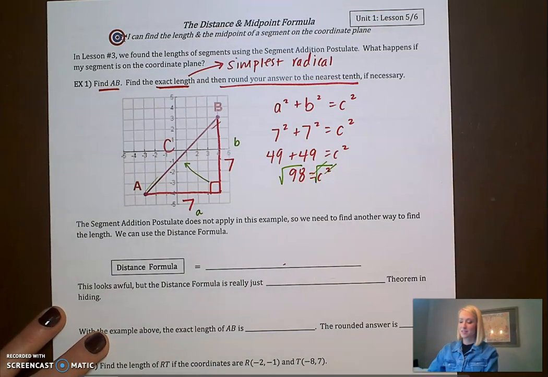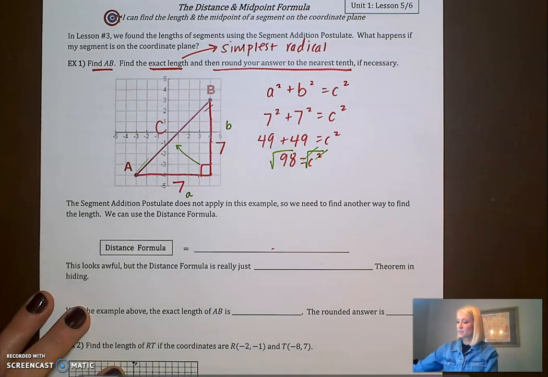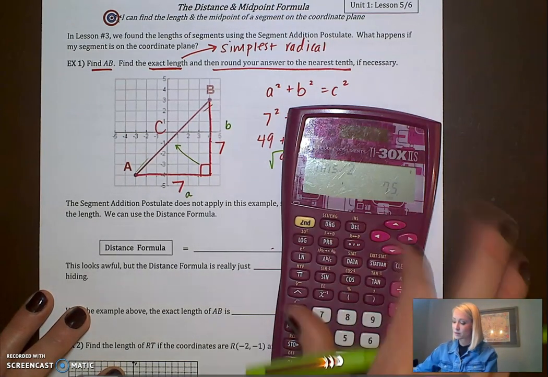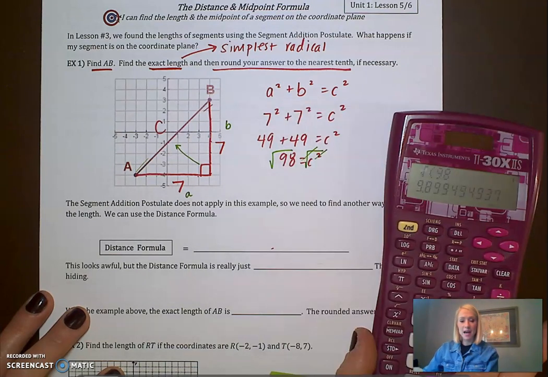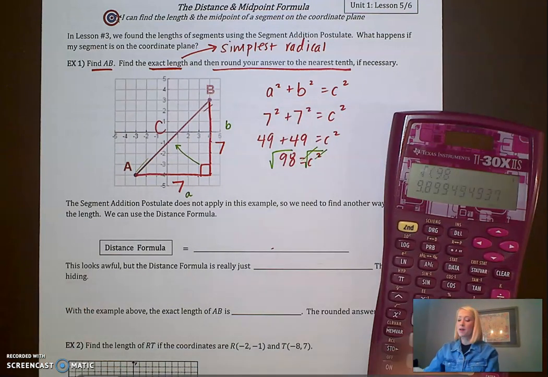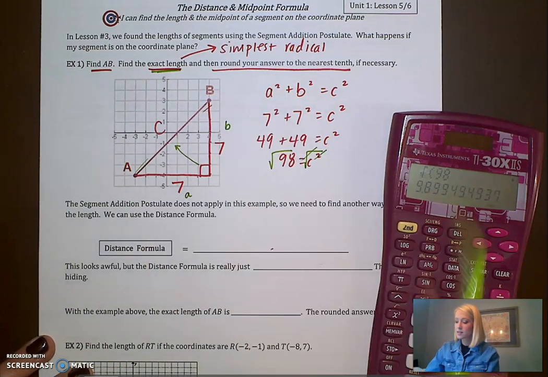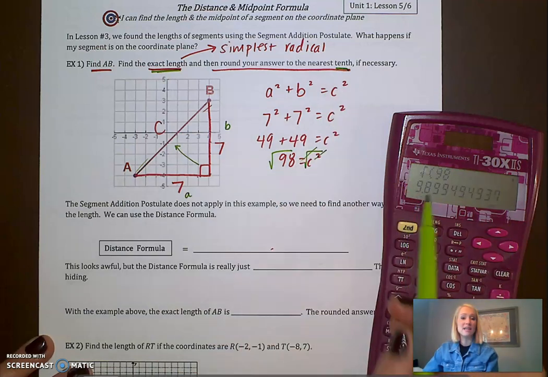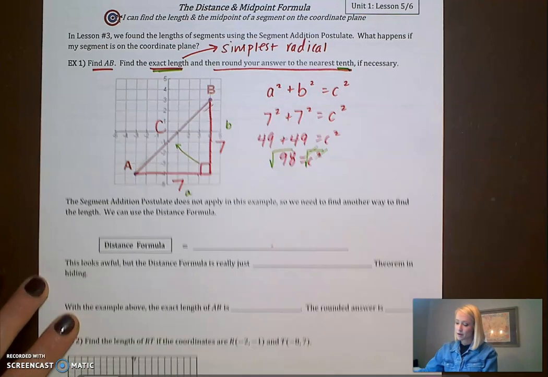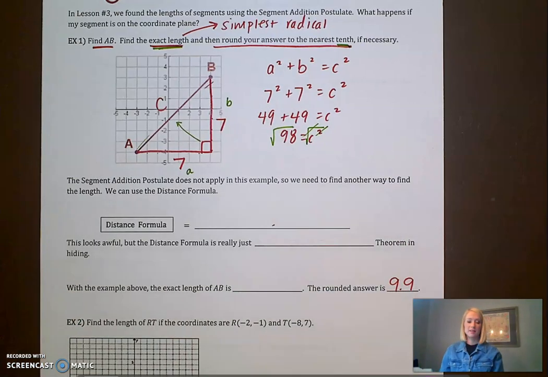Algebra starts to haunt us here. So sorry. Here's where the factor tree stuff comes in. If I do the square root of 98, that is a decimal, and they want the exact answer. I can go ahead and do the rounded answer. Nearest tenth, that's 1 decimal place, so I would say 9.9. I would bump it up, and I'm going to cheat a little bit. Down here, that's 9.9.